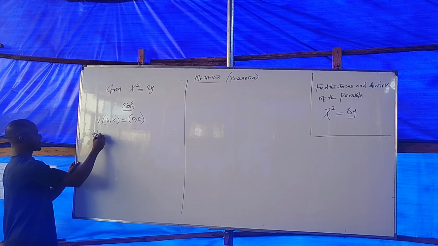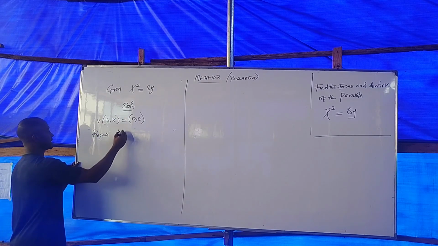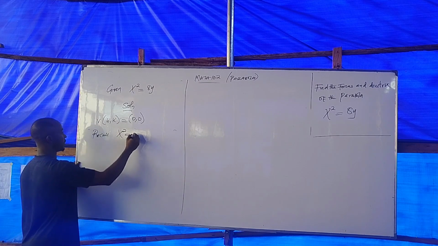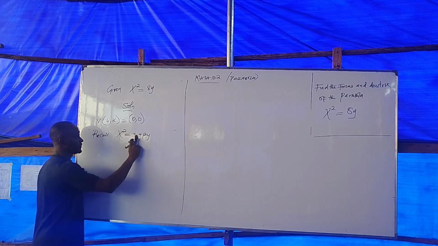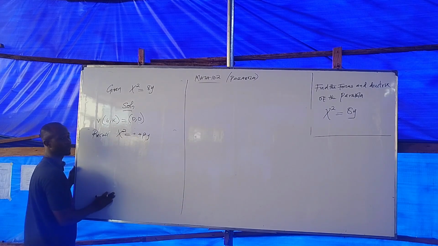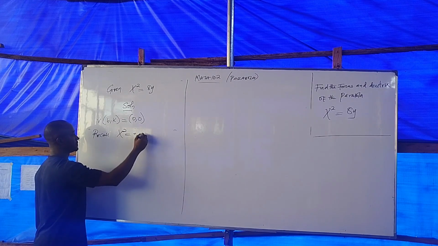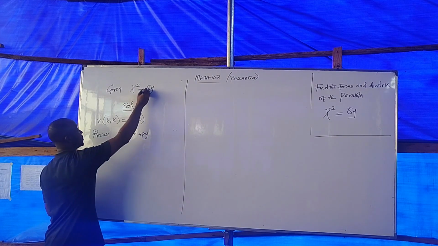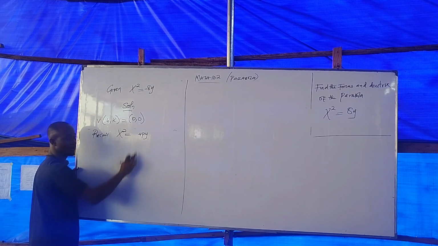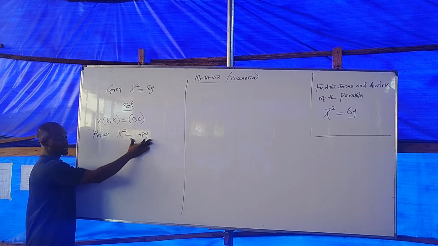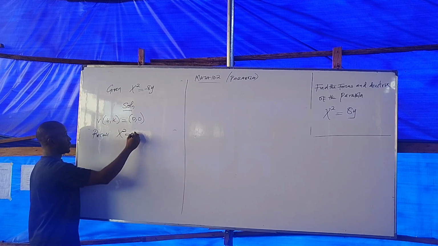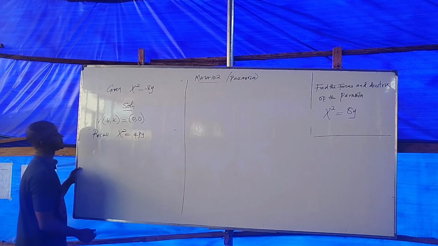Recall that x squared is equal to plus or minus 4py. But I will use plus 4py. Even if this value here is minus, I also use plus 4py. Are you following? All the time, always use 4py. So x squared equals 4py.